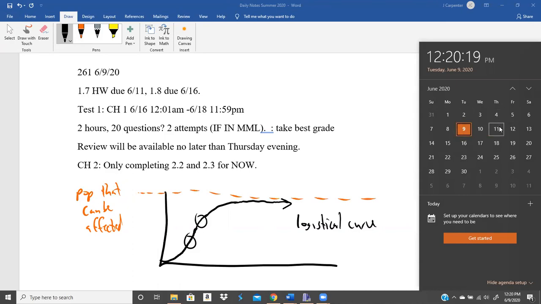The review materials will be made at some point on the 11th, no later than 5 or 6 p.m. on the 11th. And that will give you at least 1, 2, 3, 4 full days. I'm going to try and have it done earlier than 5 p.m. I'd say 2 p.m. So 4.5 full days of reviewing before you even get to the test.